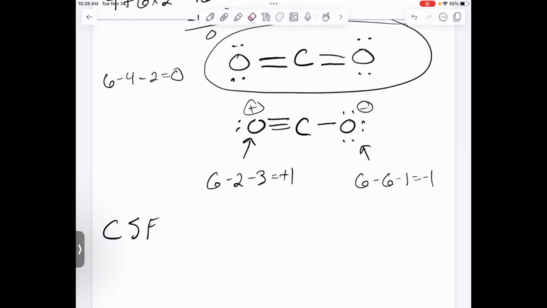Actually, no, I don't want sulfur. Let me do phosphorus, which is a pretty weird looking formula. It's got 3 elements in it. Carbon's still first, which means I am going to put it as the central element in this case.